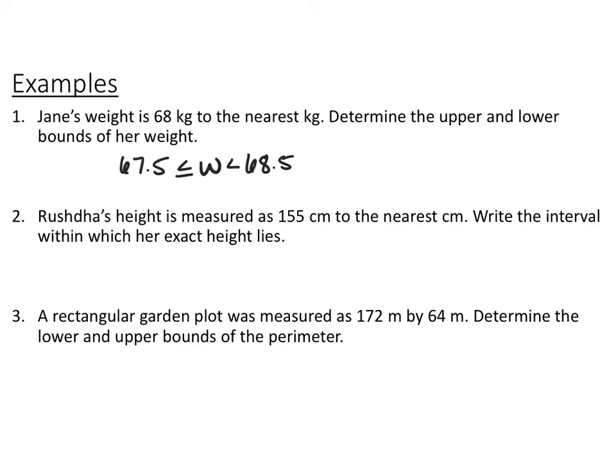So try numbers 2 and 3, a height measured to 155 centimeters, and you have a length and width of a rectangular garden plot. Find the upper and lower bounds of the perimeter. So go ahead and pause the video and try numbers 2 and 3.